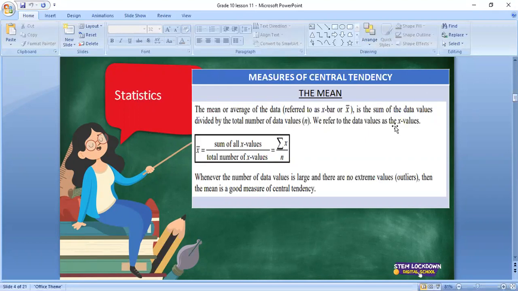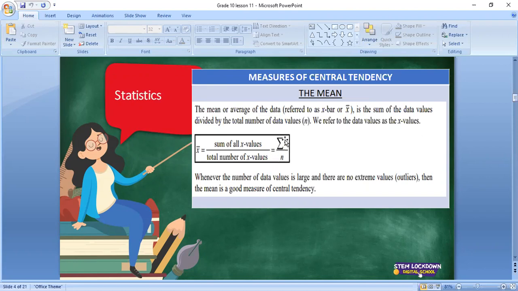Refers to data value. We refer to the data value as X value. So the X bar is equal to the sum of all the X values. You add all your data we're given, divided by how many numbers there are. Okay, so that is the mean.